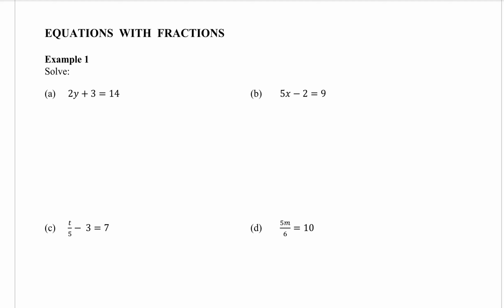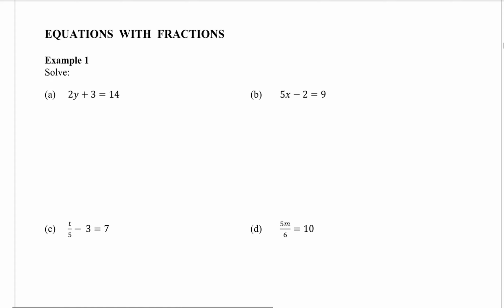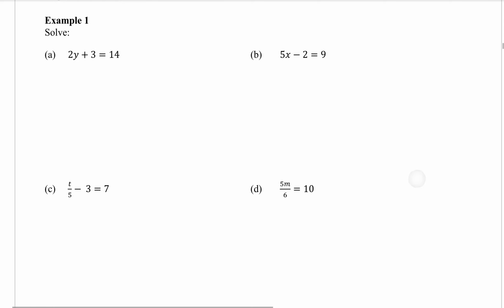Today we'll start off with two-step equations, and some of them will possibly even go to three-step equations. So let's jump straight into the examples. Same process as last lesson. You're doing the opposite to move your numbers away from your pronumeral.